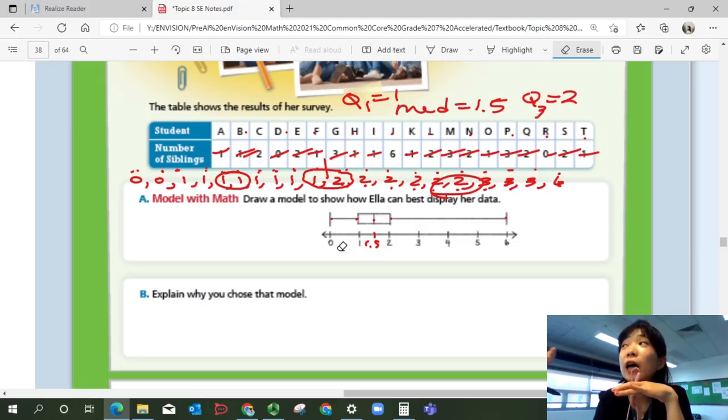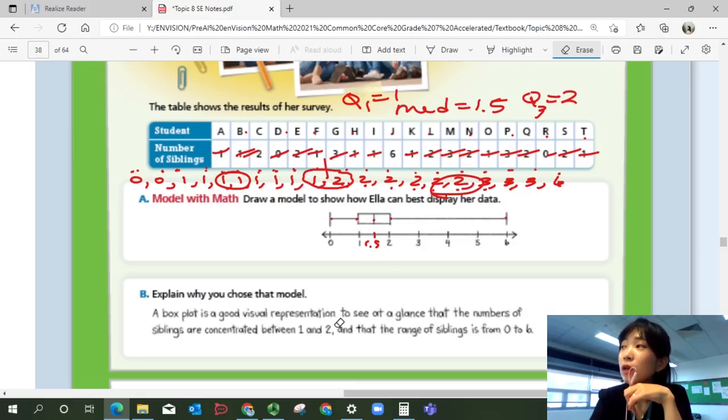But if you want a more accurate representation of where the majority of your data are, half of your data would be in this box, okay? So it's really good to see the number of siblings that are concentrated in the box, between 1 and 2. And the range should be from 0 to 6. So 6 minus 0 is 6.